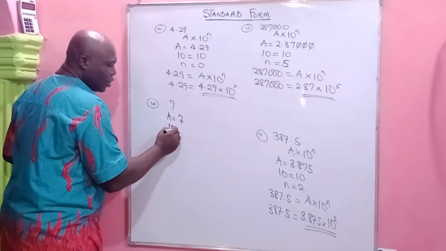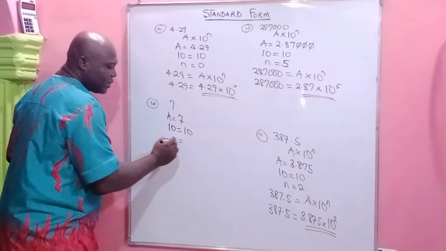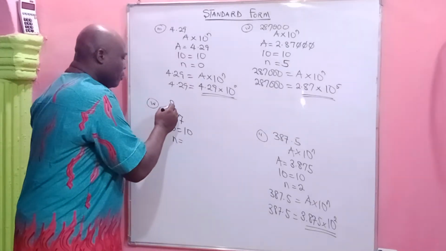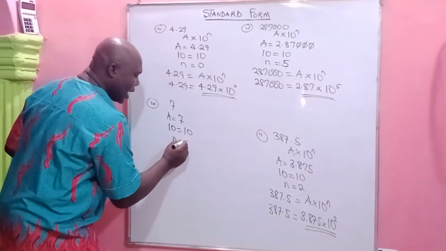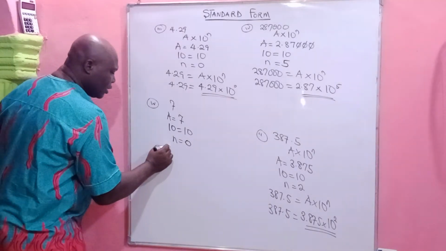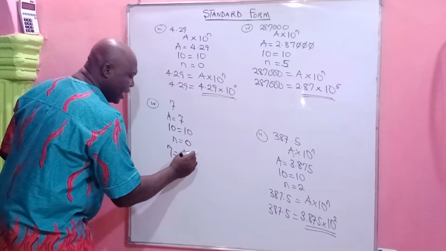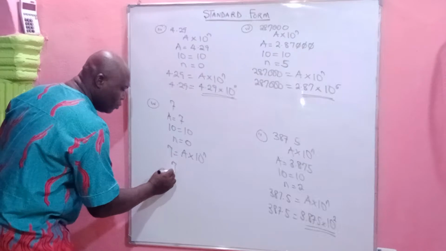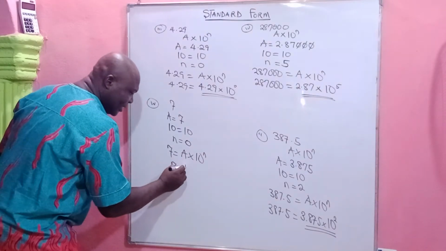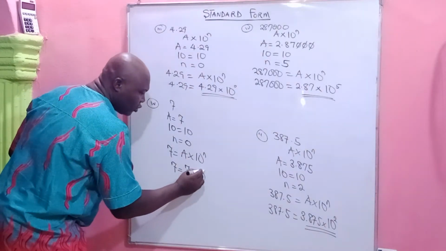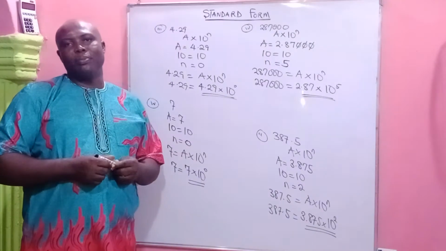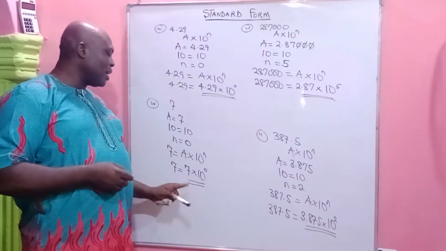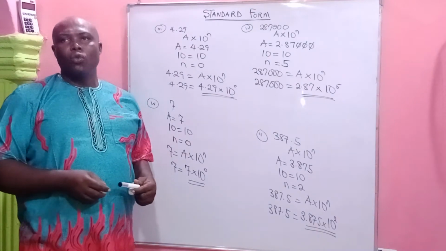10 is your constant, and n is the number of times you move the decimal point. And of course, we have not moved the decimal point. It remained where it is, so n is 0. So for us to express 7 in the form a times 10 raised to power n, 7 will simply be a is still 7 times 10 raised to the power of 0. Please take note of that. It's that simple. So 7 expressed in standard form is 7 times 10 raised to the power of 0.